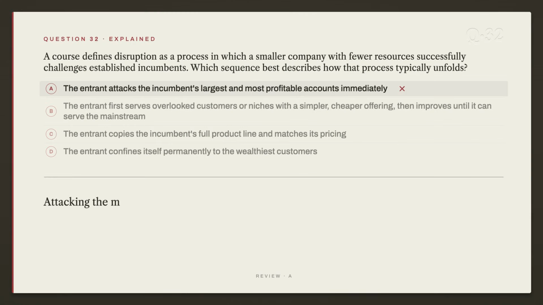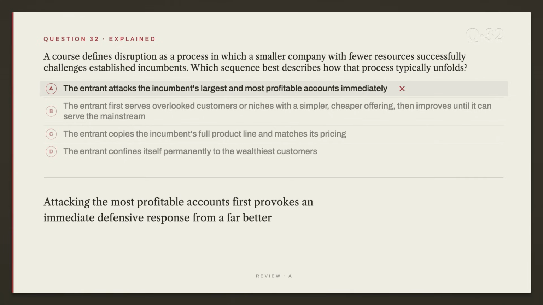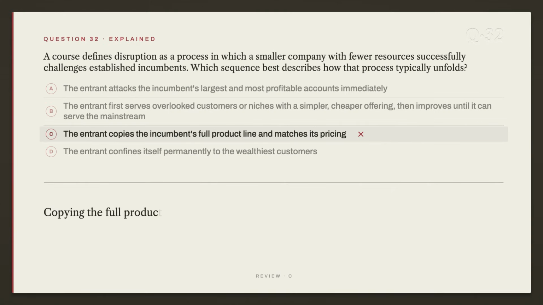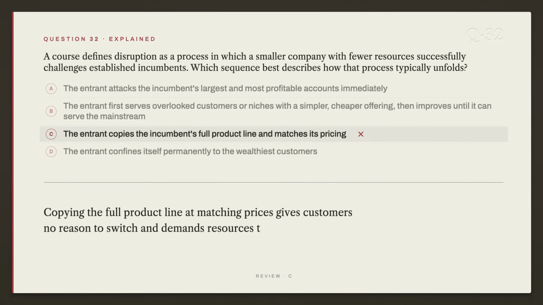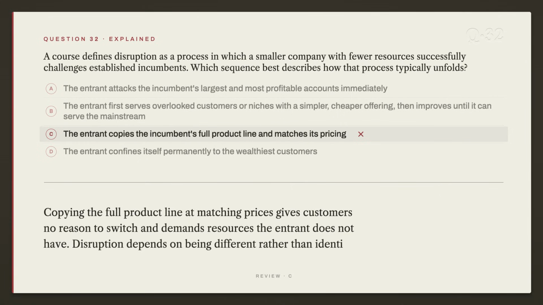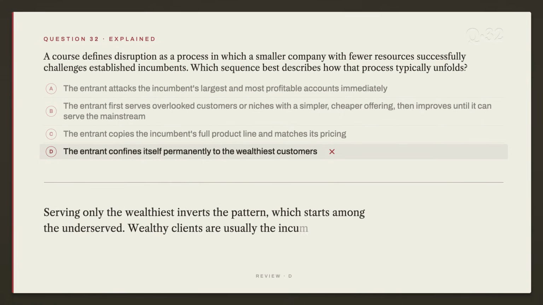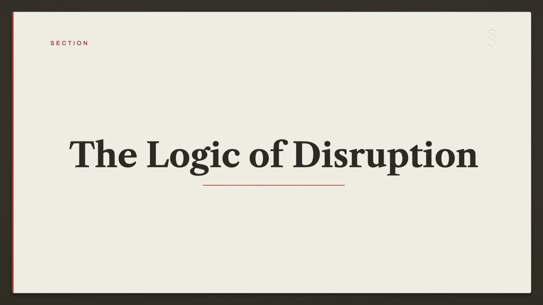A is wrong, because attacking the most profitable accounts first provokes an immediate defensive response from a far better resourced incumbent. Disruptors rarely start there because they cannot win that fight early. C is wrong because copying the full product line at matching prices gives customers no reason to switch and demands resources the entrant does not have. Disruption depends on being different rather than identical. D is wrong because serving only the wealthiest inverts the pattern, which starts among the underserved. Wealthy clients are usually the incumbent's best defended segment.